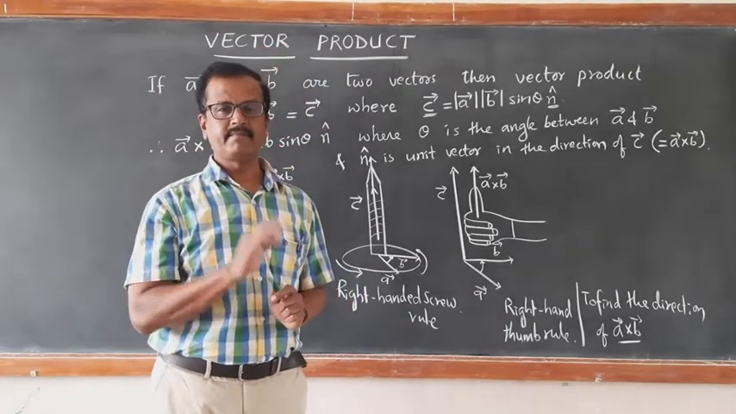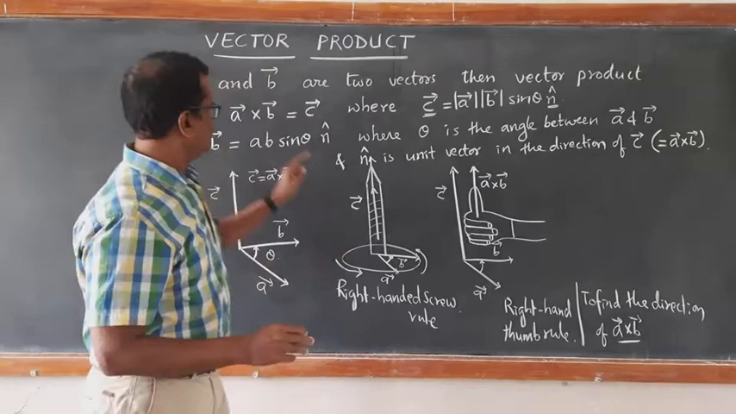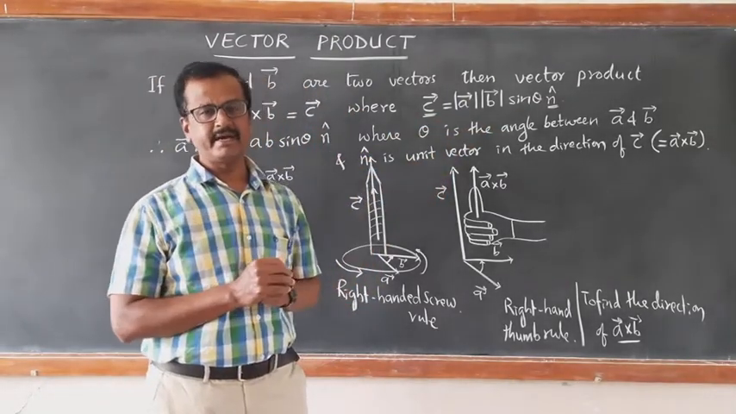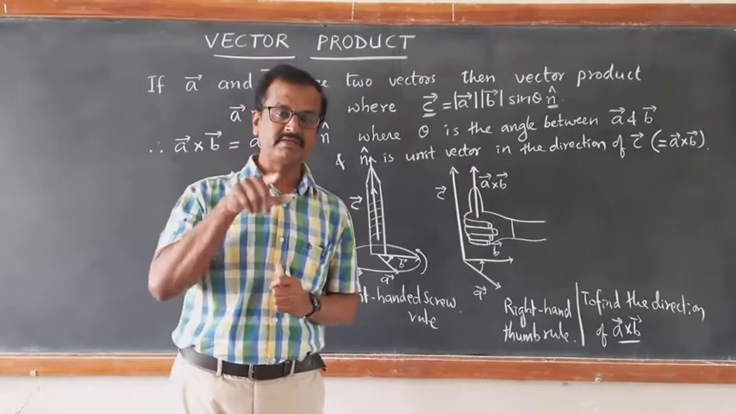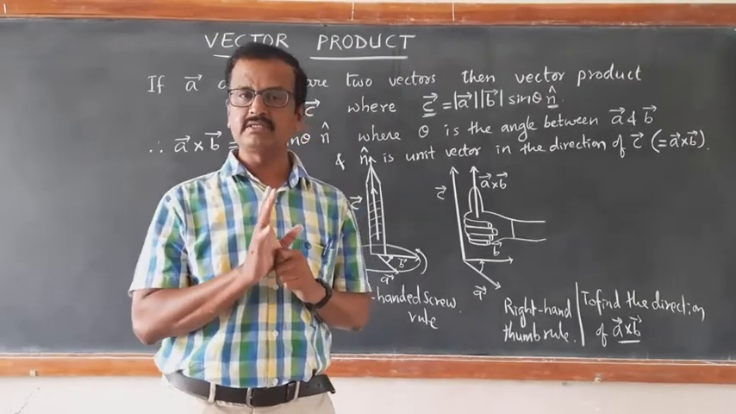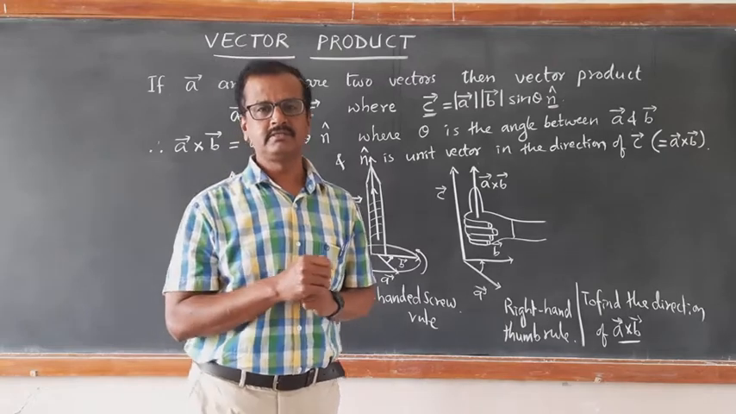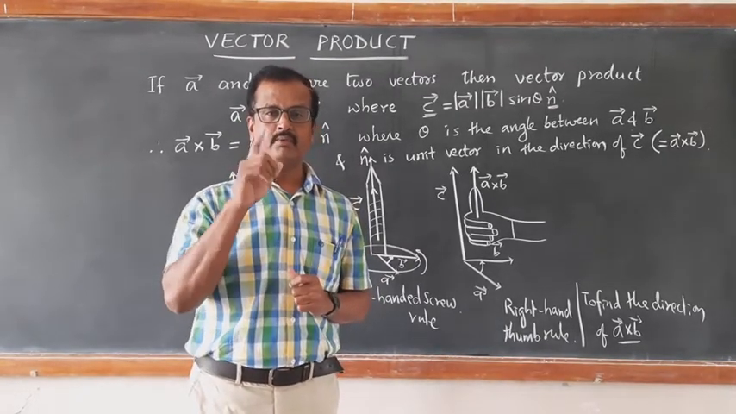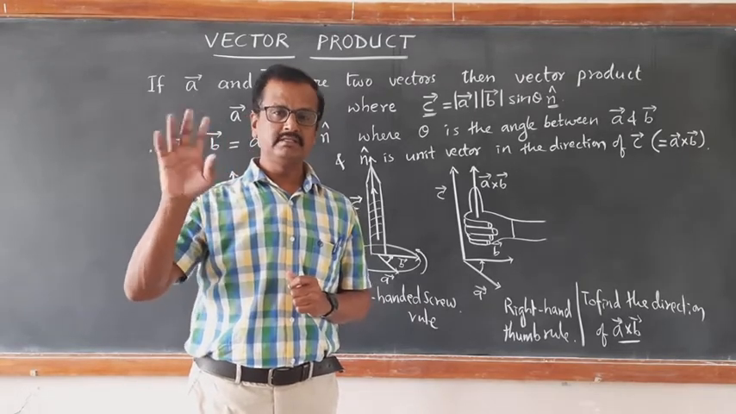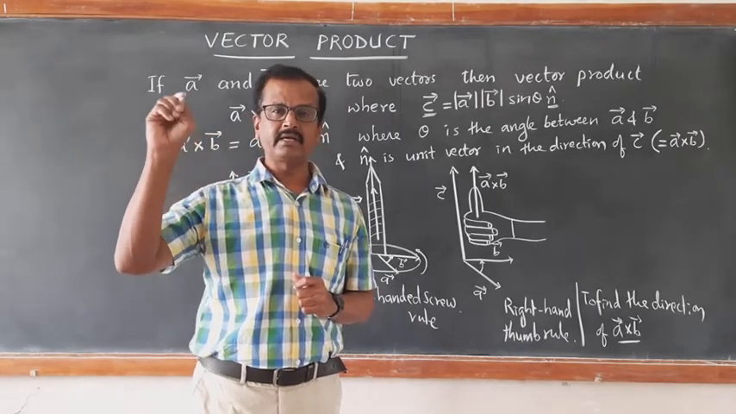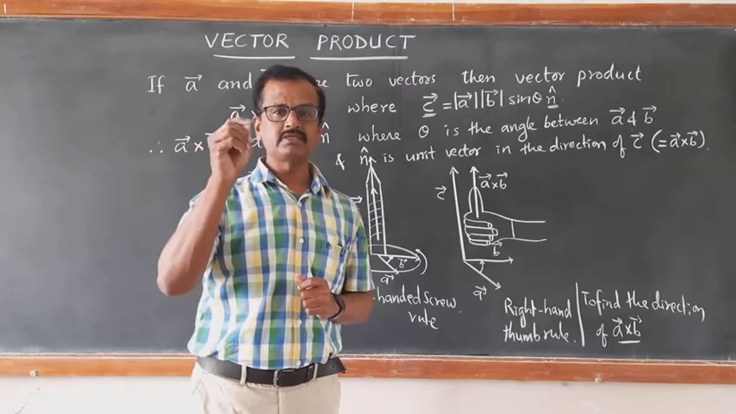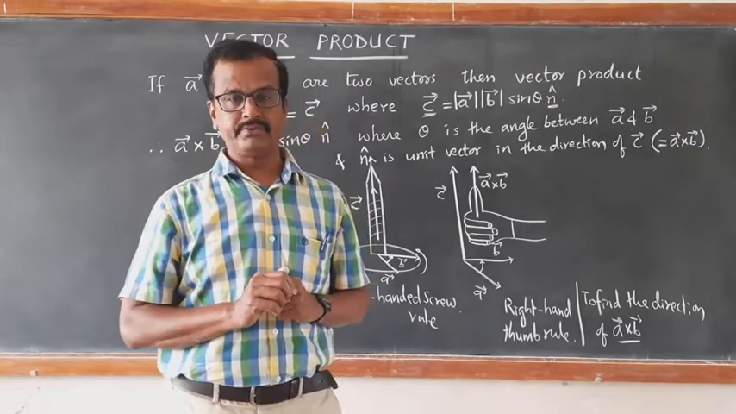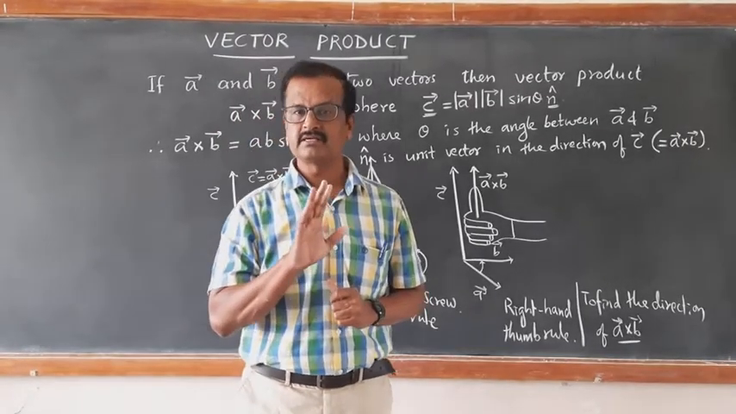Magnitude is same. A cross B, magnitude is A B sin theta, but the direction is different here. So commutative law doesn't hold good for cross product. Whereas in case of scalar product, we have learned vector A dot vector B is equal to vector B dot vector A. That is called scalar product. So scalar product is commutative, whereas vector product is not commutative.